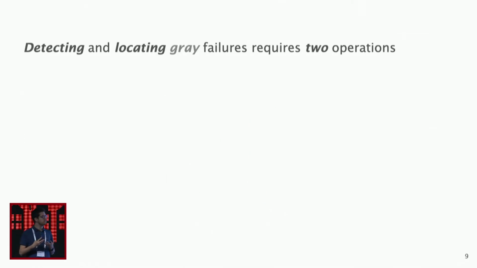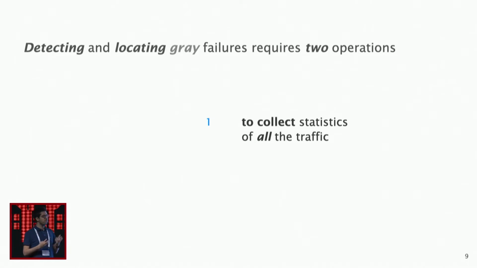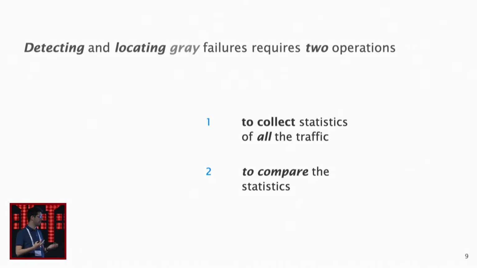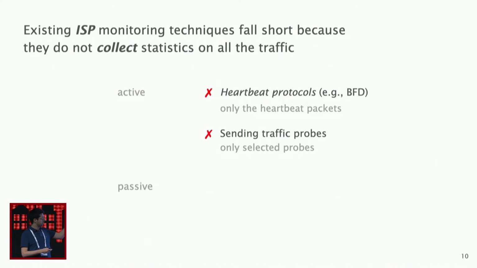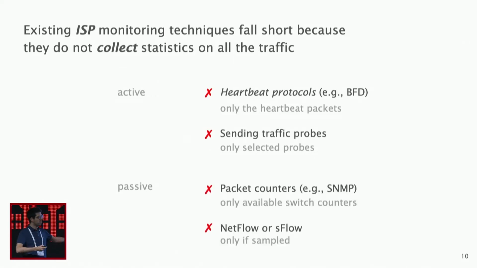Now, I'm going to try to explain why existing monitoring techniques don't work very well. And for that, we need to understand what the two key things to detect GraY failures are. First, we need to collect statistics on all the traffic, because we might be missing some traffic that is being impacted. And second, we need to do some kind of comparison. This depends on the system doing the detection. Current ISP techniques to detect failures fall short at that because they do not collect statistics on all the packets. For example, both active and passive systems: heartbeat protocols will only detect a failure if the heartbeat packet gets dropped. On the passive side, we can have, for example, counters in the switch, but those will only detect problems if the counter is measuring the specific thing you want.